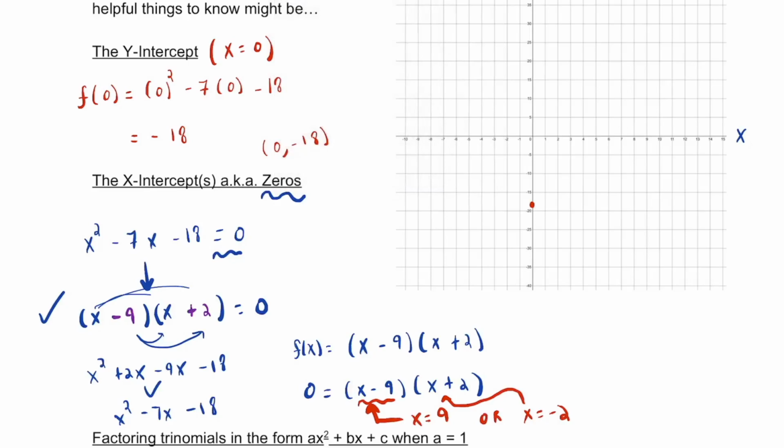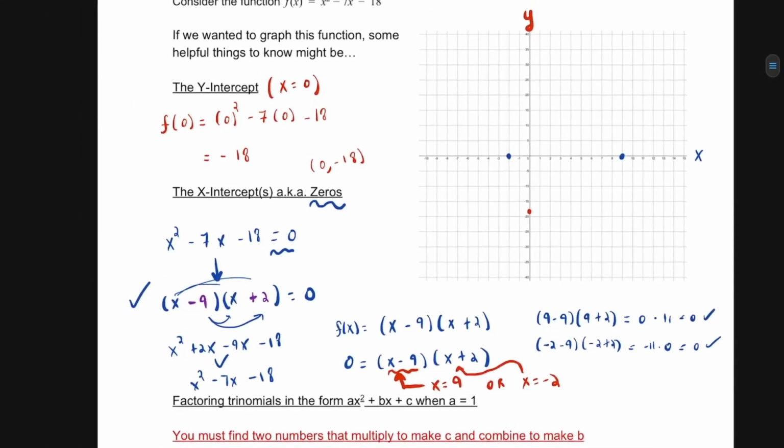Just so you can see that real quick, I would normally never do this out. If I plug in 9, we'd have 9 minus 9 times 9 plus 2. That would be 0 times 11. That equals 0. Check. If x was negative 2, negative 2 minus 9 times negative 2 plus 2, we'd have negative 11 times 0. We'd have 0. Check. So what we just found is that when x is positive 9 or when x is negative 2, that is when our graph touches the x-axis.